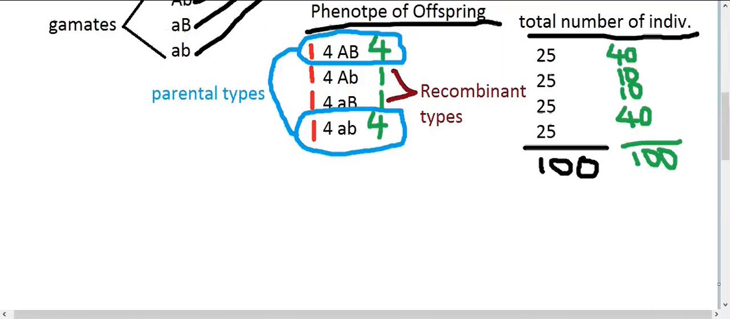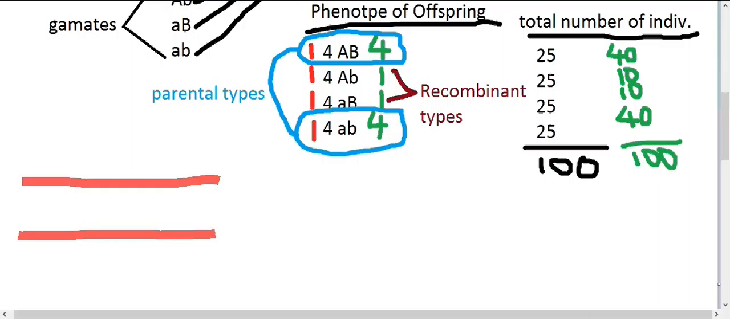Now, let's draw a chromosome here, and we'll draw this chromosome here. So we've got a capital A here and a capital B there, and we'll have a little a here and a little b there. This is basically what Morgan hypothesized was happening.